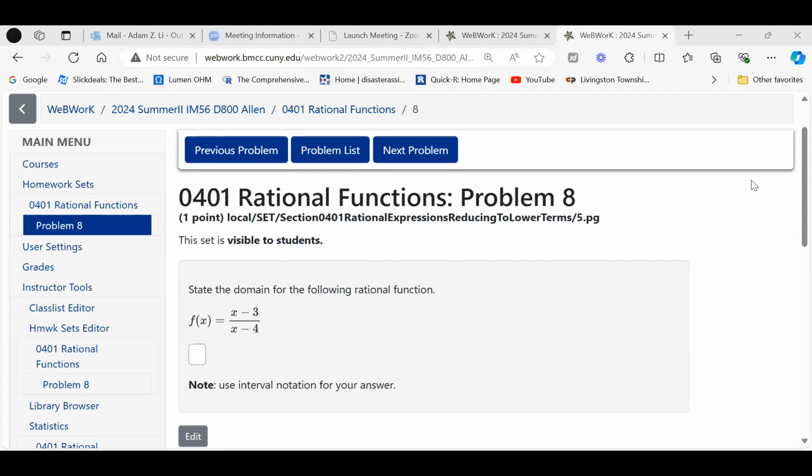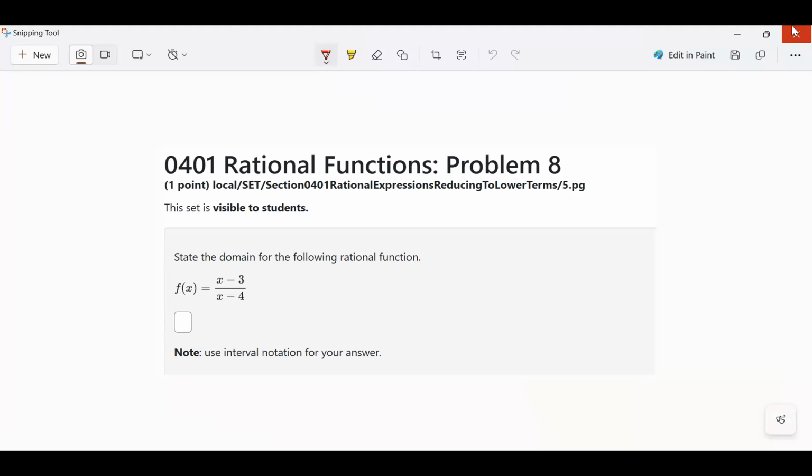Anything over 0? Exactly, right? If the denominator is 0, that will make it undefined. So we're going to dig out a point where the denominator is 0. You set the denominator x minus 4 equal to 0, and that will give us x is equal to 4, meaning this is the number which makes the function undefined.